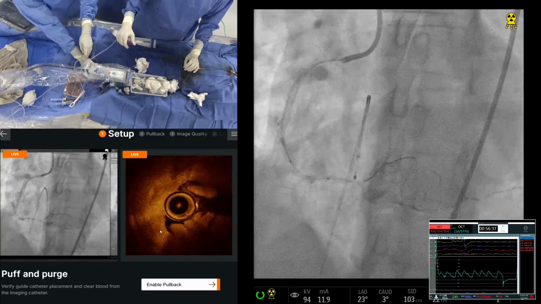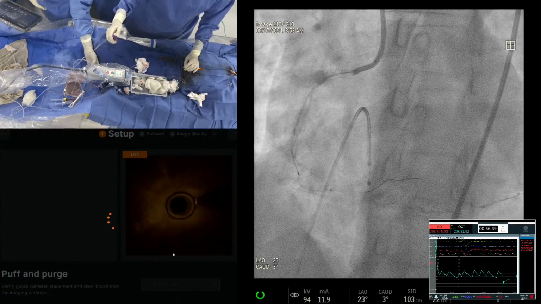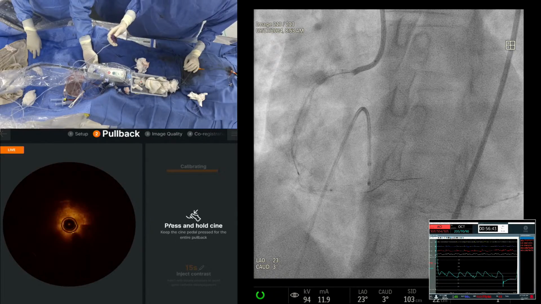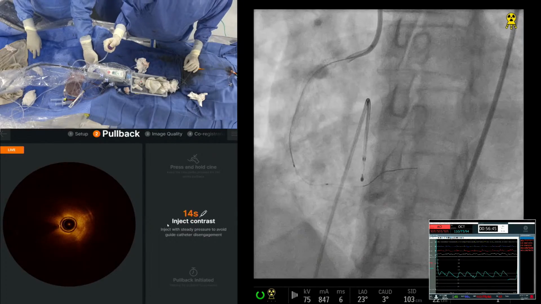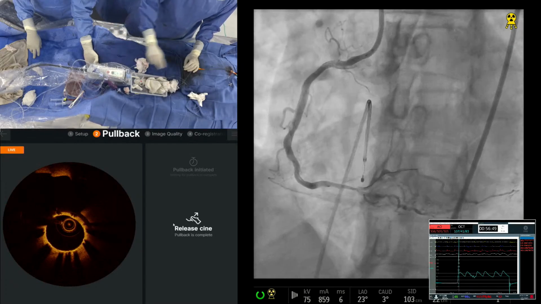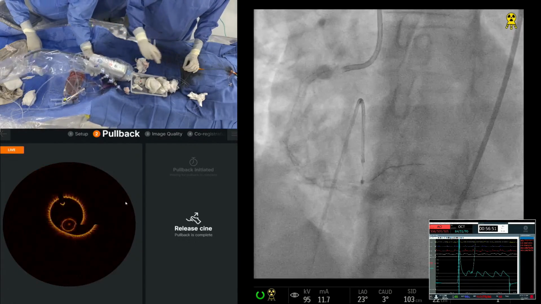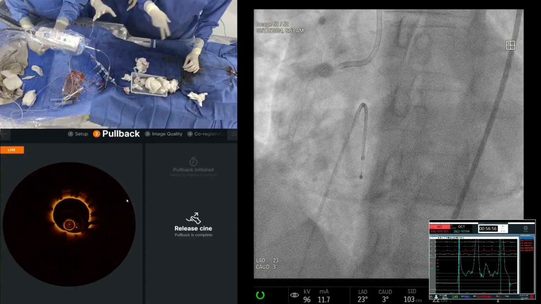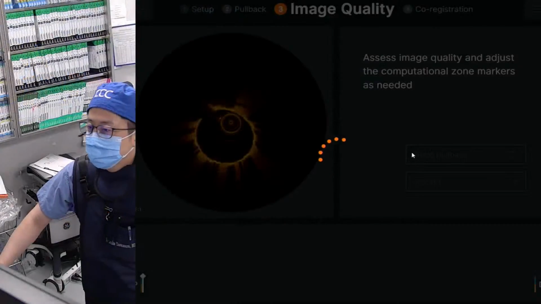Nice. 1 second. Okay, go. Enabling, 1 second, because this guy is going to release some leakage. Calibrating. 1 second. Yes, please cine inject. Beautiful image. Take the wire out. We may have to post-dilate the proximal. Very good, very good.